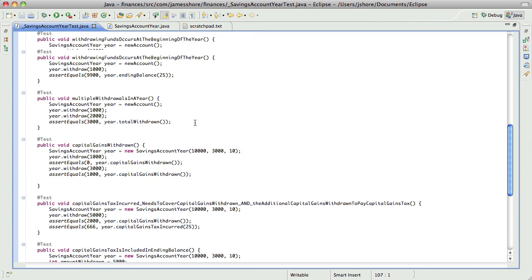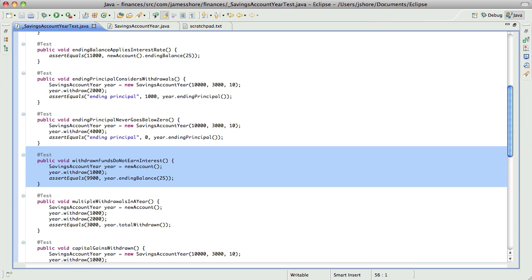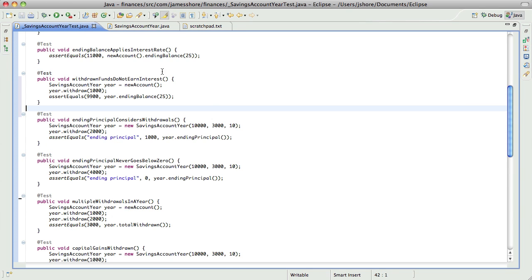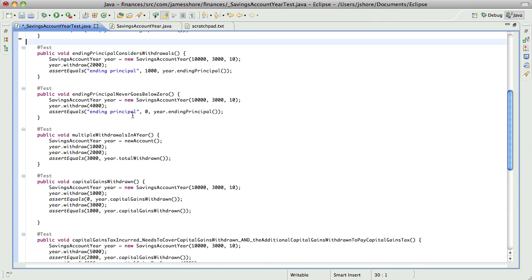Then we've got capital gains tax stuff. Withdrawing funds occurs at the beginning of the year. Let's rephrase that and say that withdrawn funds do not earn interest. And we'll put that here up by ending balance. But let's bring ending balance. So I'm trying to put this so it tells a story, is what I'm trying to do here.